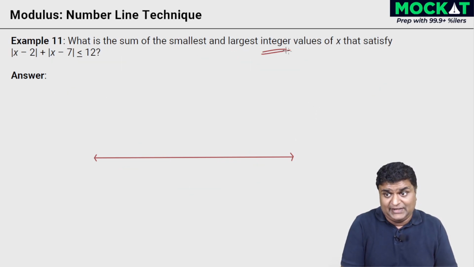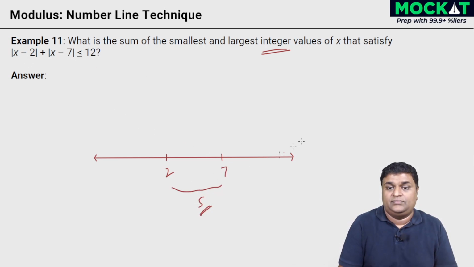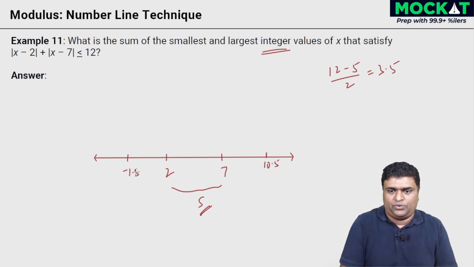Now what if the question is, what is the sum of the smallest and largest integer values of x that satisfy this? Once again, put a 2, put a 7, right? We should be quick right now. And the distance here is 5 units. And 12 is the max allowed. 12 minus 5 divided by 2, that's going to give you 3.5. Plus 3.5, you can go up to 10.5.